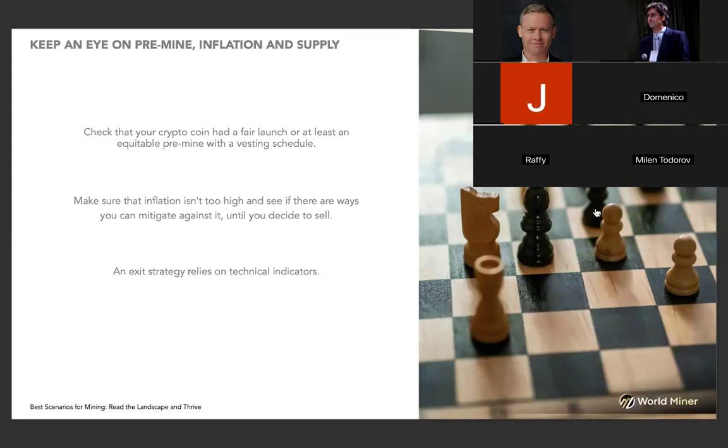And there is one more thing to take into account when you're finishing planning your crypto exit strategy, which is what the technicals are saying. An exit strategy relies on technical indicators.